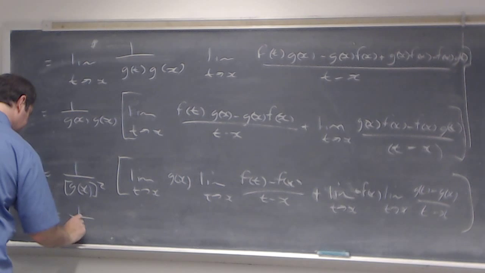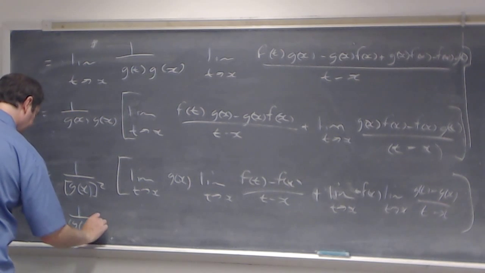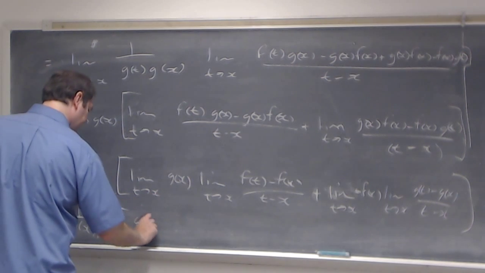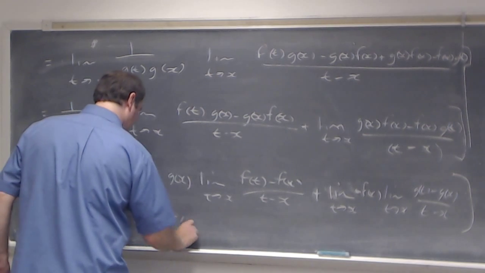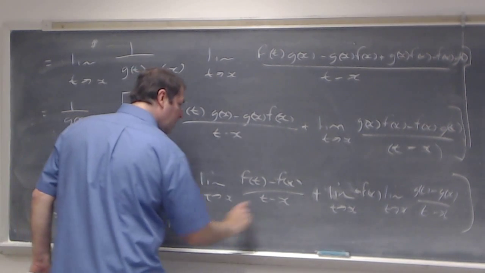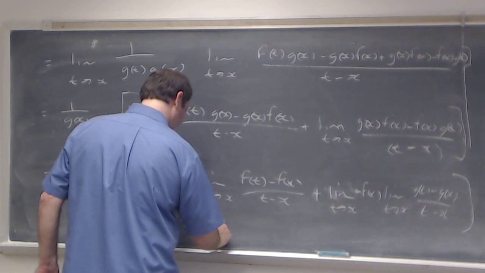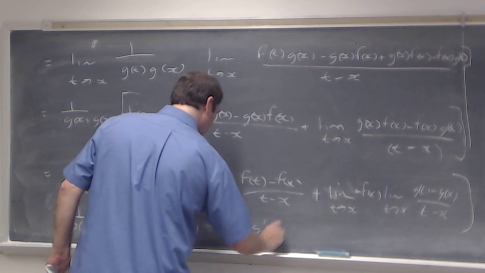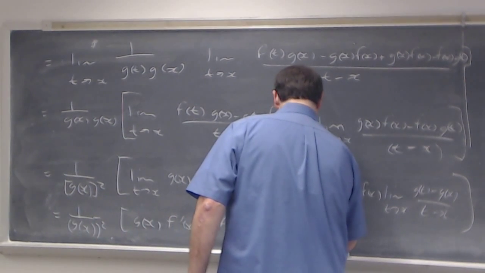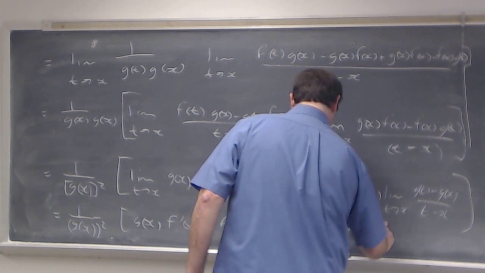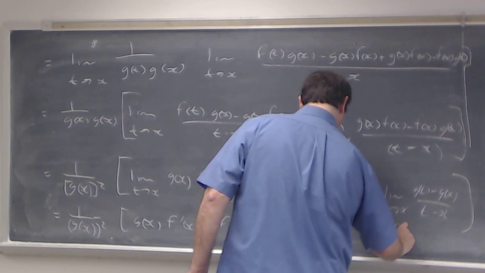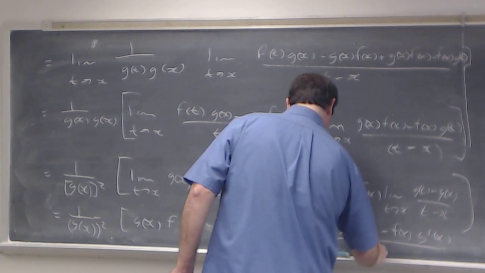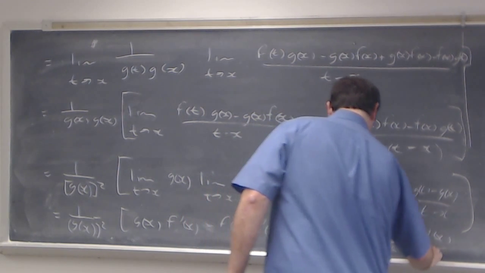So this is 1 over g of x to be squared. Here, the limit as t goes to x of a constant is g of x. Here, this is f prime of x, plus this is minus f of x, and then that's g prime of x, which is exactly what we wanted, because it's g of x times f prime of x minus f of x times g prime of x, all over g of x to be squared. And that ends that proof.